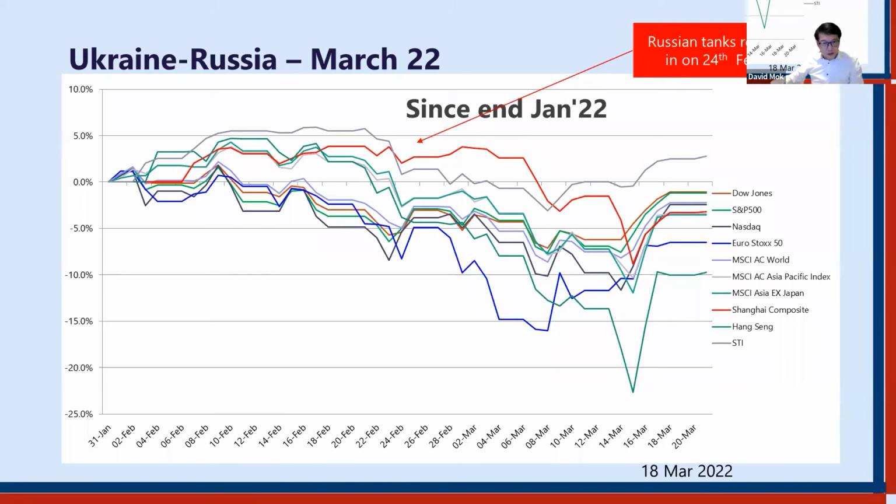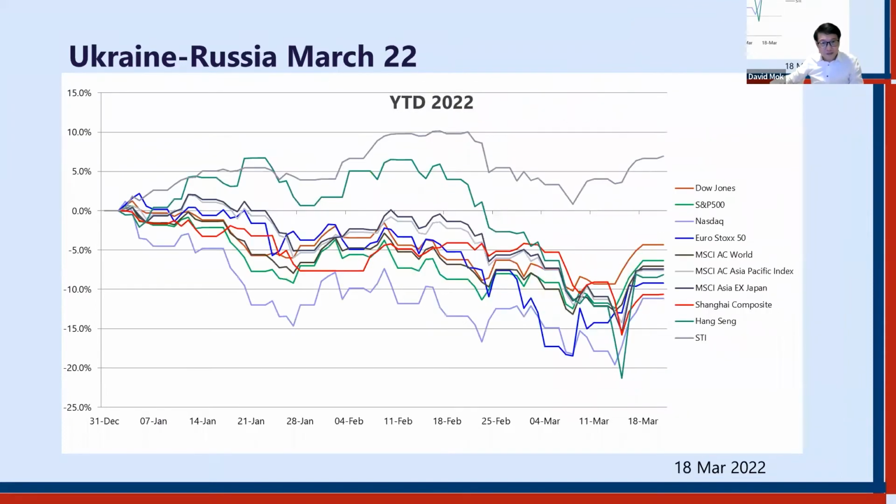But interestingly, if you look at this, the gray color here, the one that is the least affected, that's STI. It's so interesting, yeah? That is the Singapore Stock Index, the Straits Times Index.